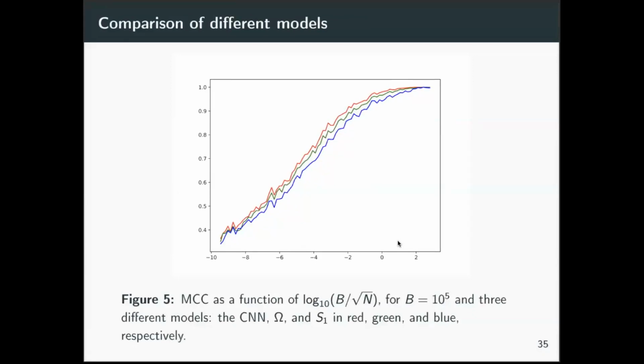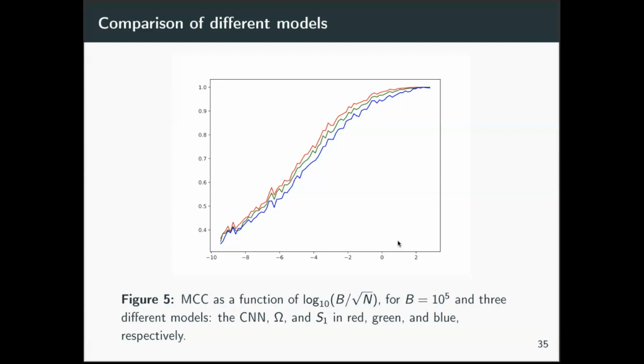The second figure is more meaningful. So here we fixed B to 10,000, and we plot this graph for the three models: CNN, Omega, and S1. And what you can see here is that the CNN is constantly better than the other two models whenever you look at it. But it also shows something that you can expect, that the biggest difference is here, somewhere in the middle.